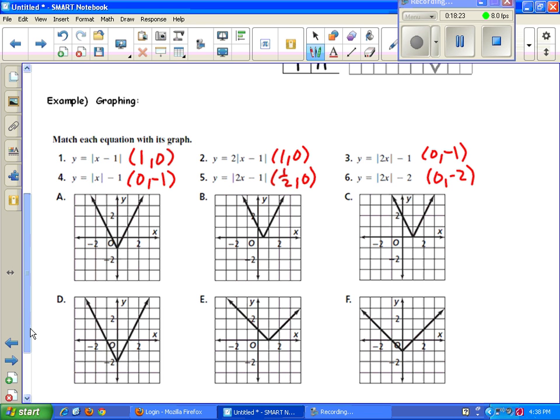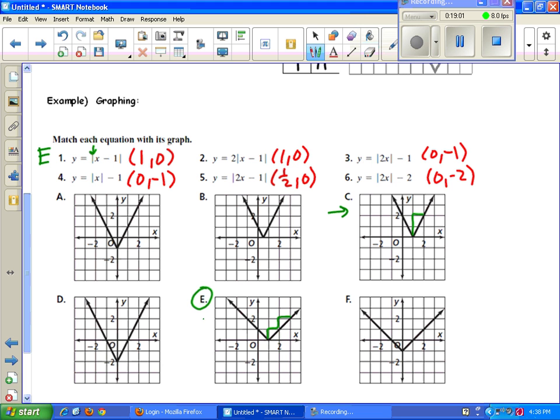So now we have to figure out which graph goes where. So we're looking first for a vertex of 1, 0. So what graphs have a vertex of 1, 0? I noticed that C has a vertex of 1, 0, and also E. So now I need to figure out which is the correct graph. So I can pick points on my line that have grid marks and plug them in and see which one works. Or if you notice my m here is a value of 1. So notice that this one's going up 1 over 1, up 1 over 1. This one's going up 2 over 1. So I already know it's going to be E for number 1. So number 1 is E.